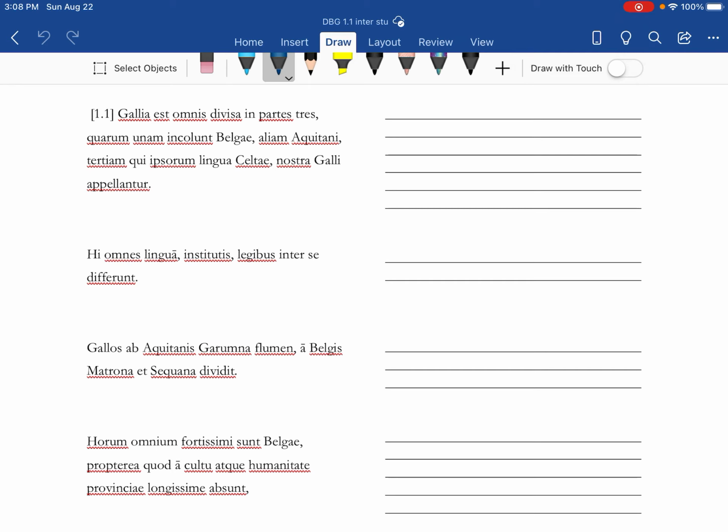All right, so Omnis is going to be going with Gallia, so all Gaul or all of Gaul. Divisa, and as those guys are going together, you can say is or was, depending on how you take divisa, is divided in partes tres, into 3 parts. All right, this guy's going to be genitive. This is going to be describing an implied partem, as is this guy, as is this guy.